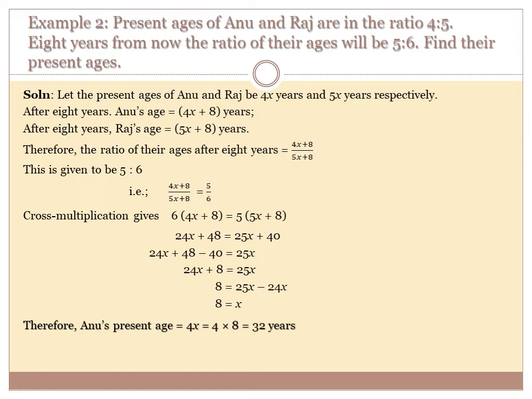Therefore, Anu's present age is equal to 4x, 4 into 8, is equal to 32. And Raj's present age is equal to 5 into x, is equal to 5 8s are 40 years.